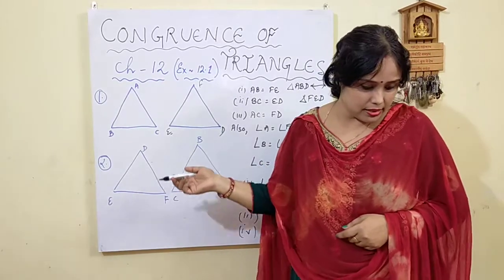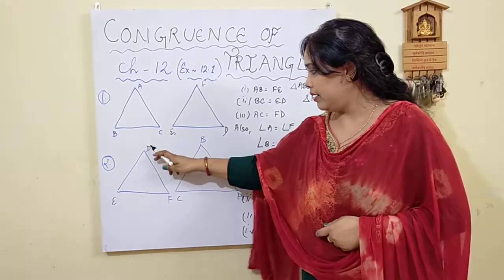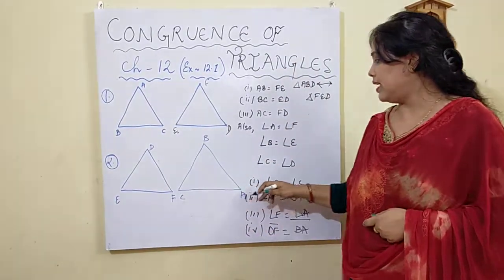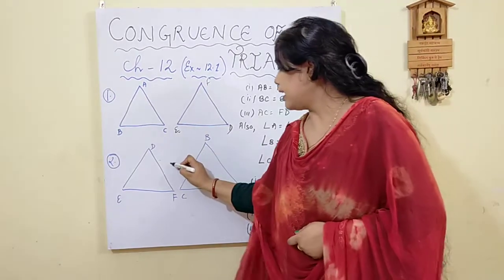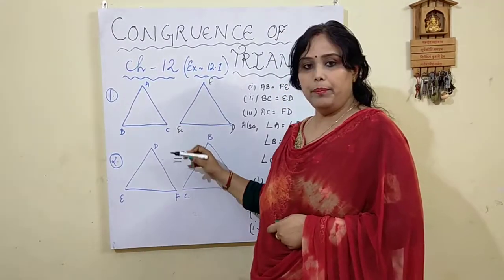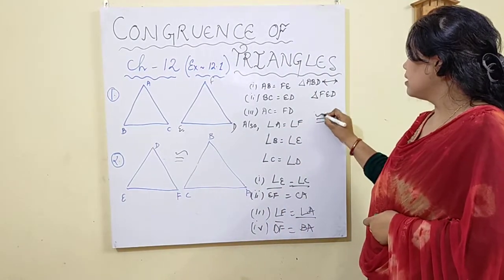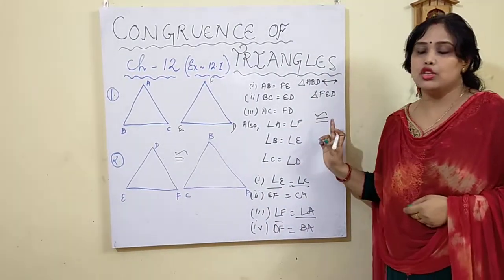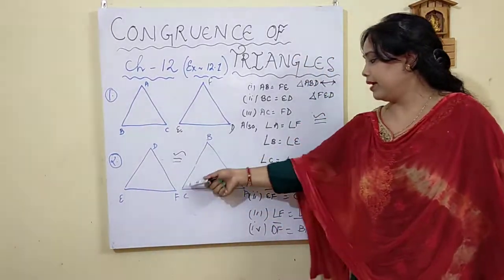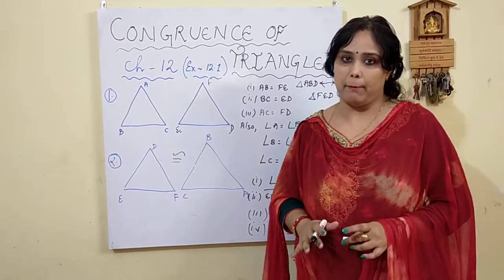Now question number 2. It is given that triangle DEF is congruent to triangle BCA. Now children, the sign of congruent is this: equal to and a curve, like this. So here, triangle DEF and triangle BCA, we have to write the different corresponding congruent parts.